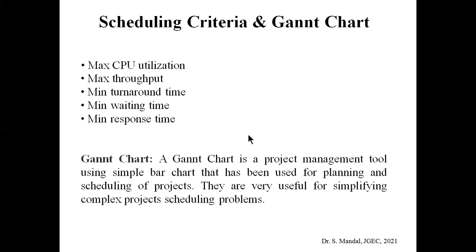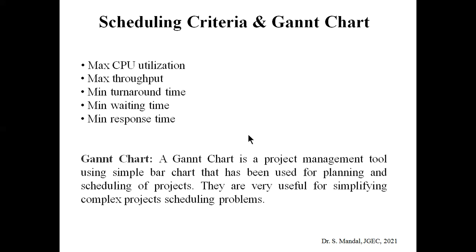Obviously, it is quite expected that the waiting time for a particular process should be minimal, so that a process executes faster, and we get the output or response with more speed. And minimum response time, obviously. The time taken to get the response should also be minimum. So all 5 points should be kept in mind before starting the scheduling.